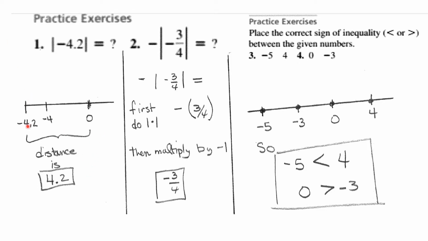We can see that minus 4.2 is 4.2 units away from 0. Note where minus 4 is, by the way. And here we're going to do the absolute value first because that's like a parenthesis. So the absolute value of minus 3/4 is positive 3/4, and then we multiply by minus 1 and we get minus 3/4. And placing these numbers on a number line like this from left to right, we see that minus 5 is less than 4 and 0 is greater than minus 5.